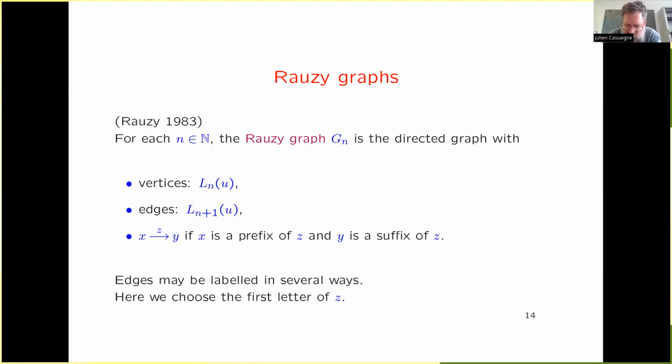And so, tools for describing the complexity function of infinite words. One of the main tools is the use of Rauzy graphs. So what is a Rauzy graph? It's a directed graph that represents the factors of length n and n plus 1, where the factors of length n are exactly the vertices, and you put an edge between two vertices x and y when there is a factor of length n plus 1 that starts with x and ends with y.